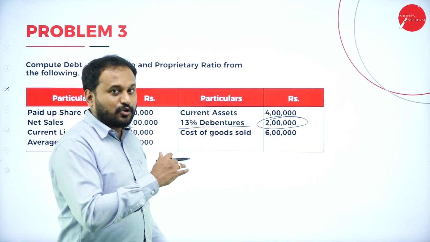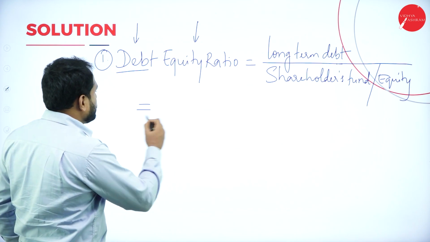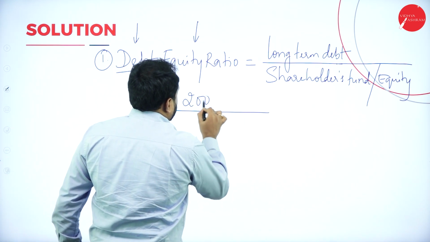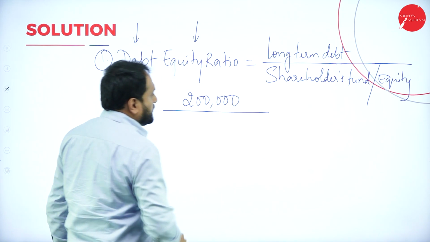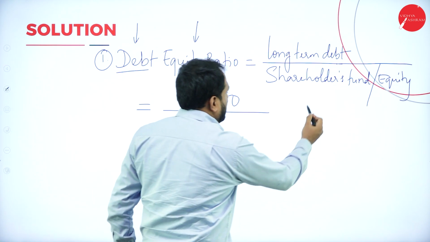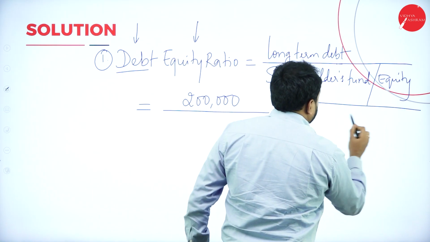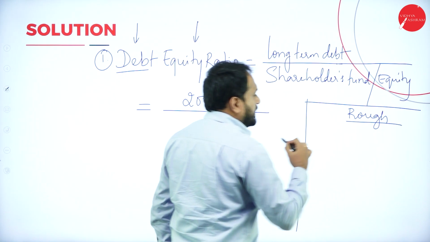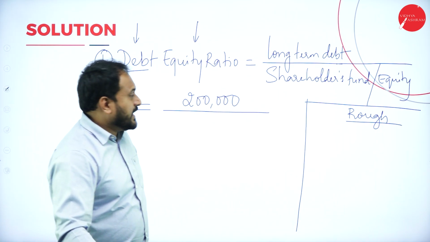So I'll go back to my answers now. I'll write here, that is long-term debt. We have something called 2 lakh rupees. Done. Now what is it that I need? Shareholders fund or equity. Now let me just make this as a column here, so we can go with this rough or working things. Done. Now shareholders fund, I'll write it here.